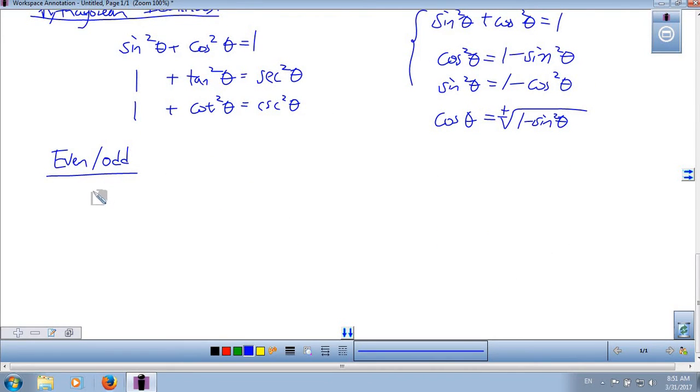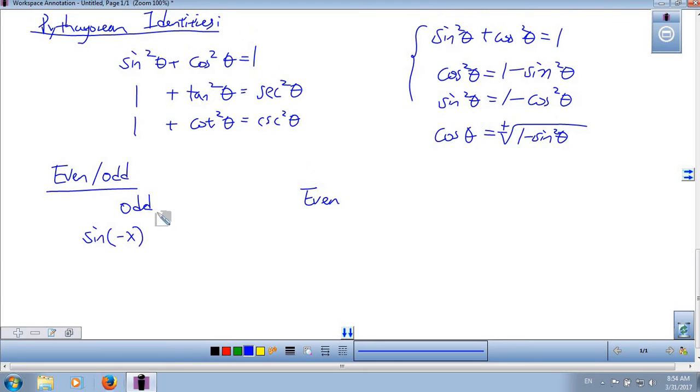Now we have mentioned the even and odd functions already, so let's go ahead and talk about even and odd functions again. So we have the odd functions and we have the even functions. When you have odd functions, since sine is an odd function, sine of negative x is equal to negative sine x. So that's something we have talked about before. I just want to make a brief mention. They're not really part of this identity. Well, they can be considered identities.